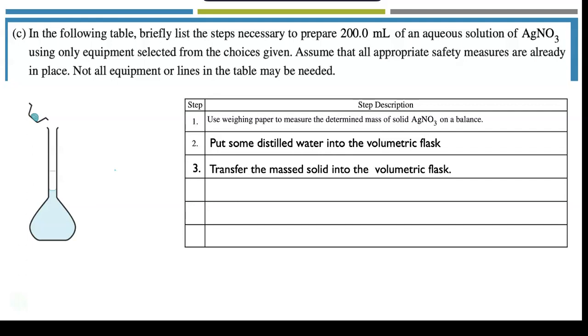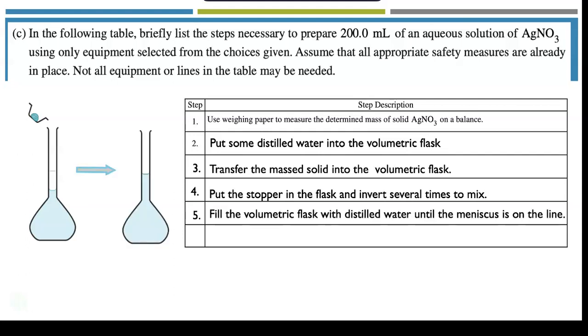We want to put the solid into the flask and actually mix it. So I recommend that you put the stopper in the flask and invert it several times. That's good laboratory practice. And then once it's been mixed, we'll finish filling the volumetric flask with distilled water until the bottom of the meniscus is on that 200.00 milliliter line. And that is the key thing that you need to address in your answer here. Personally, I think you should mix the contents again, but we've hit the key points here.